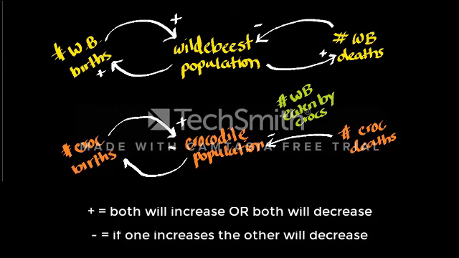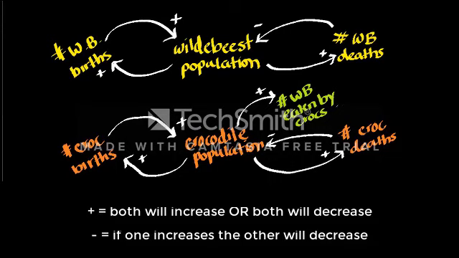More crocodiles, more births, plus. More crocodiles means an increased number of deaths, plus. If there's a bigger crocodile population size, then that means that more crocodiles are out there, so that means more wildebeest are going to be eaten by crocodiles. So we'll put a plus there.